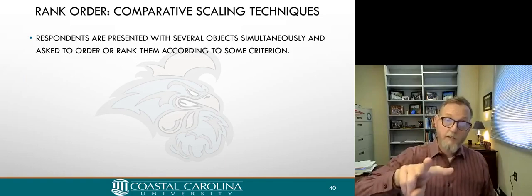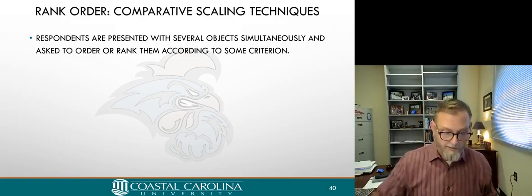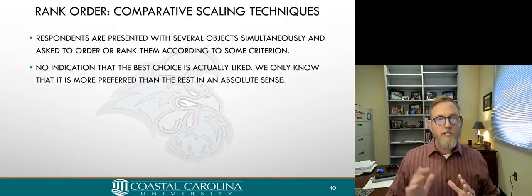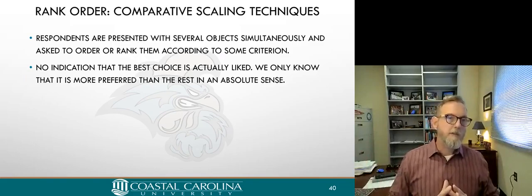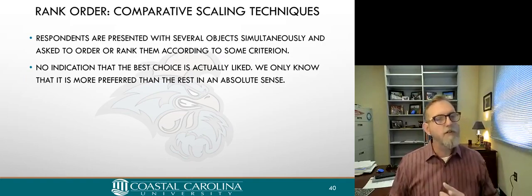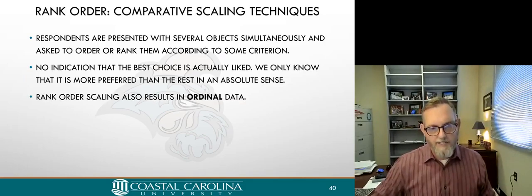So rank order is if you're given, instead of a paired comparison, all the objects together and you put them in order. That'll be the goal. Now, again, we're just saying one is better than the other. We're not saying it's better by how much. So if you order a list of items 1, 2, 3, 4, 5, with 1 being your favorite, 2 being your next favorite, and so forth, we know 1 is better than 2, but we don't know by how much. So that again suggests that this is ordinal data that we'll be using here.